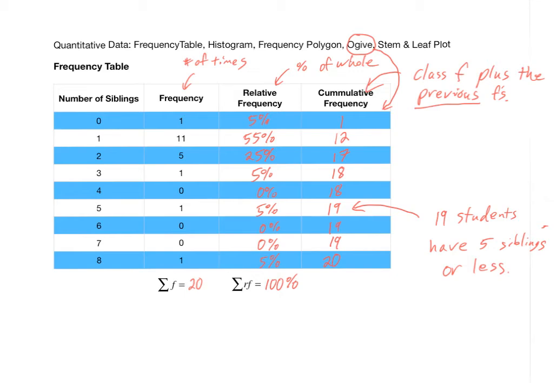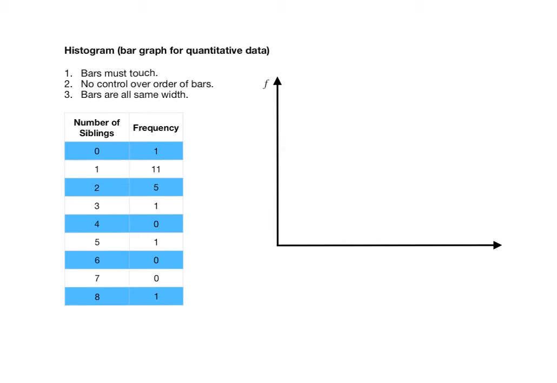A bar graph for quantitative data is called a histogram. With qualitative data, the bar graph is called a Pareto chart. For quantitative data, it's called a histogram. Let's take a look. As mentioned, a bar graph for quantitative data is called a histogram.